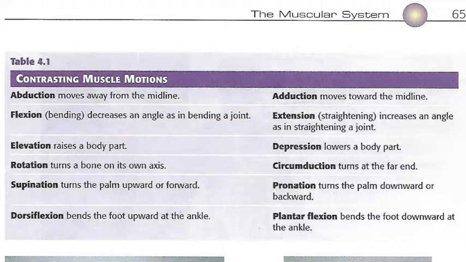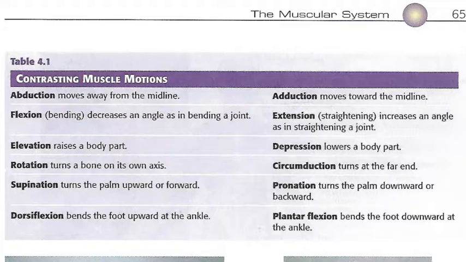Abduction moves away from the midline. Adduction moves towards the midline. Flexion decreases an angle, like bending a joint. Extension increases an angle, like straightening a joint. Elevation raises a body part. Depression lowers a body part.